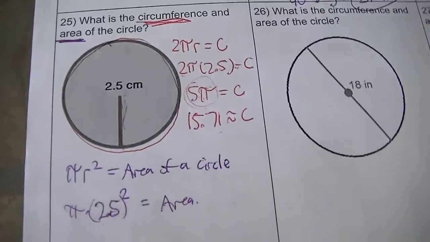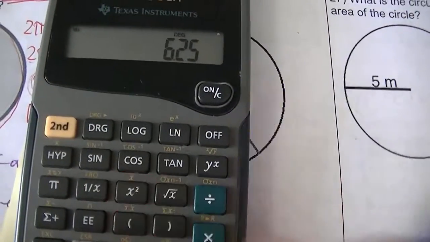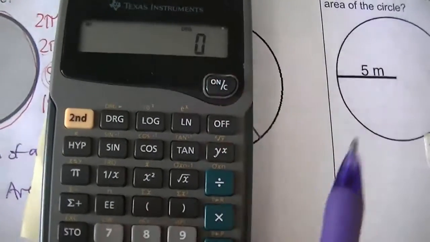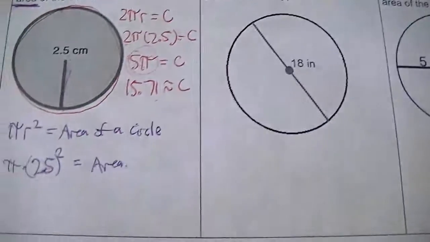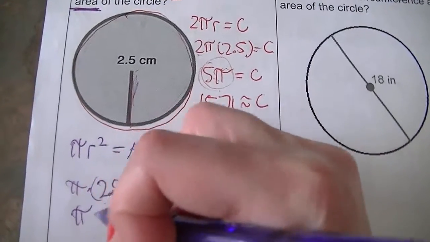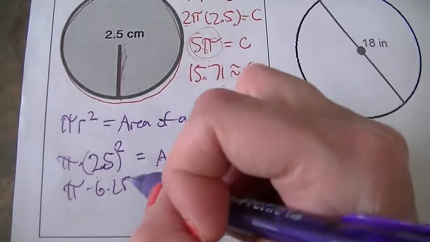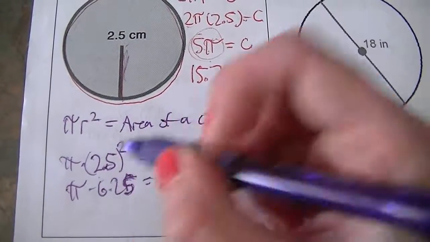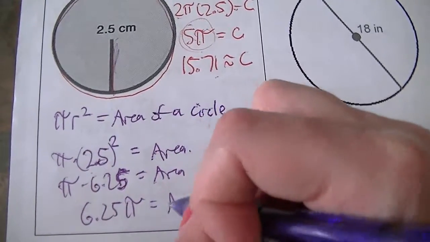So I've got to go 2.5 times 2.5, or if you have this button on your calculator, see this little x squared right there? Same thing, okay? Or you can go 2.5 times 2.5, same thing, 6 and 25 hundredths. So it's pi times 6 and 25 hundredths that would equal the area of the circle. And the most exact, precise answer would be 6.25 pi is the area.